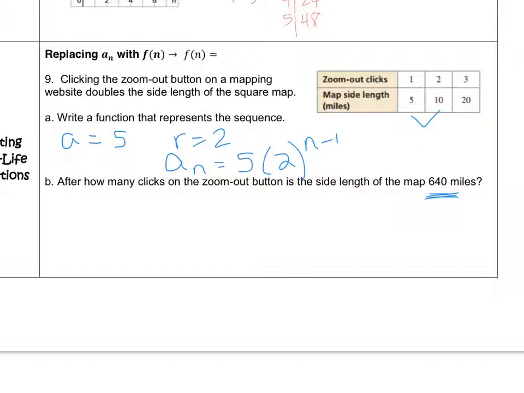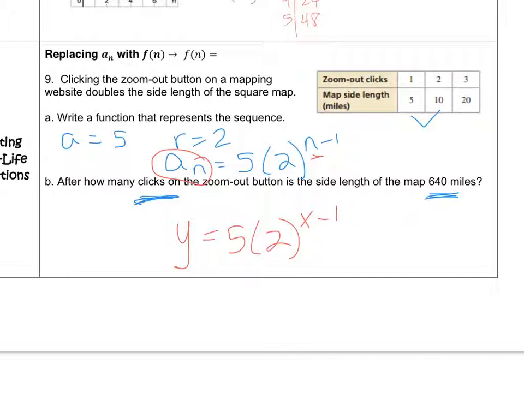Now, this is actually giving me my y value. And it's asking for what my x's are. How many x's will it take to get to 640? So I could sit here and keep multiplying times 2 and just keep going till I get to 640. Or I could put this into the y equals of my calculator. So y equals 5 times 2. I can't put an n into the y equals, so that's going to have to change to x minus 1.